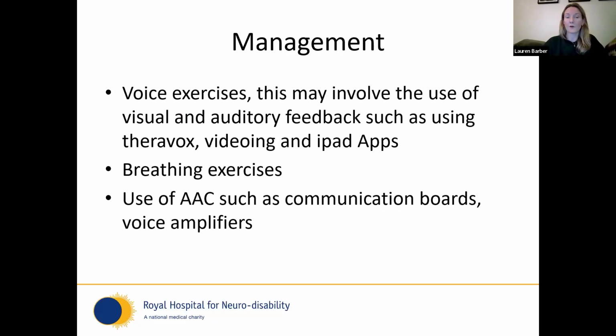And then vocal exercises can be used, breathing exercises, and again, communication charts are always in our toolbox for supporting our patients.